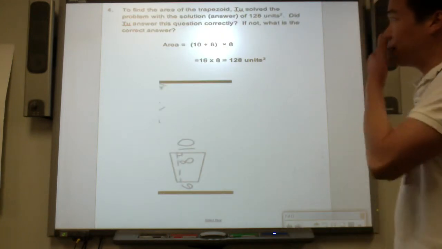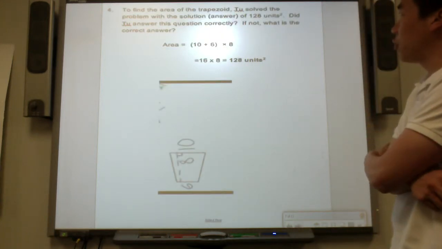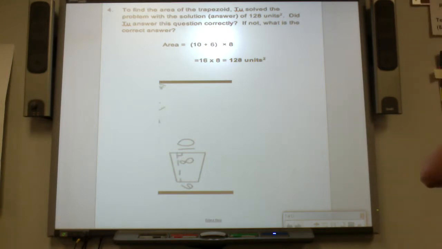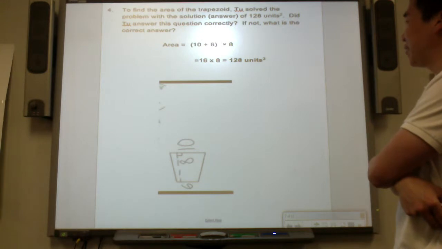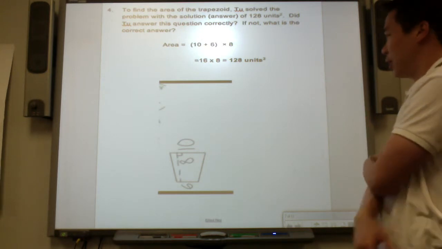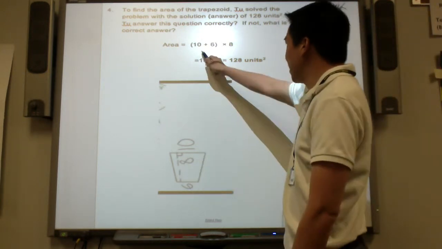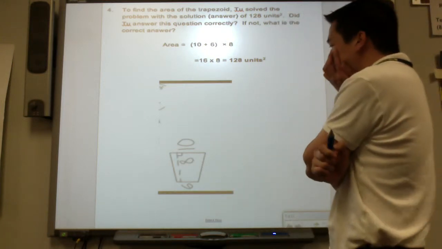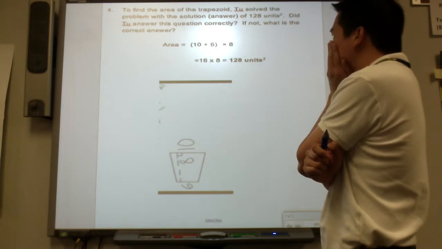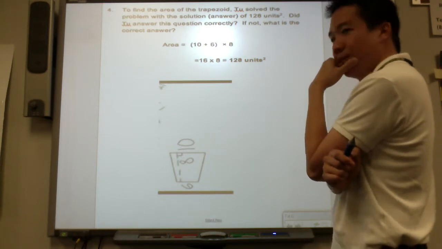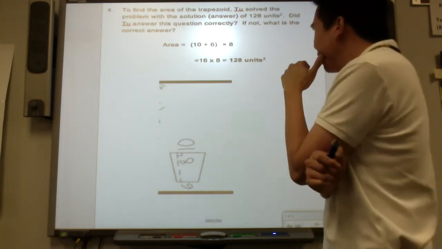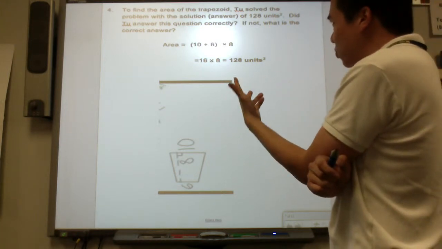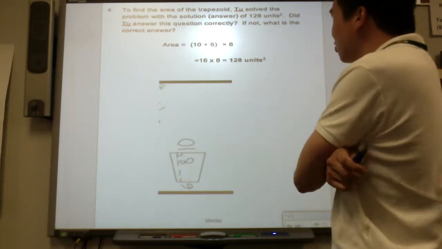All right, next one. Find the area of the trapezoid. A student solved the problem with the answer of 128 units squared. Did she answer this question correctly? If not, what is the correct answer? Let's see. The two bases are 6 and 10. She added them up and multiplied by 8. And she got 16 times 8 is 128 units squared. Sound good to me? Wait. Something's missing here. She added the two bases, she multiplied by height. What's missing here?